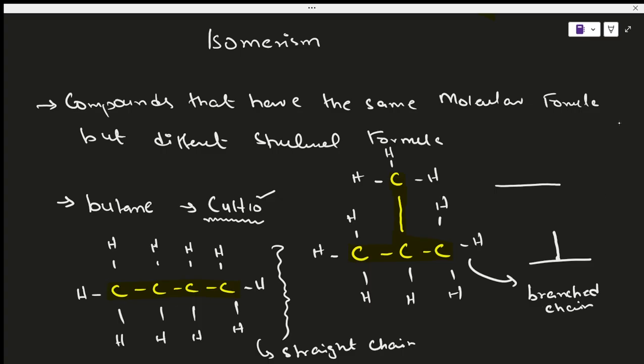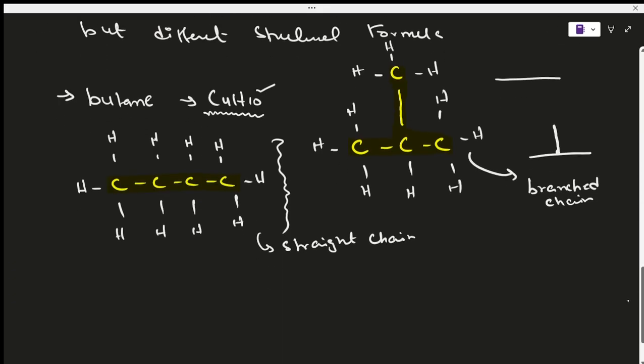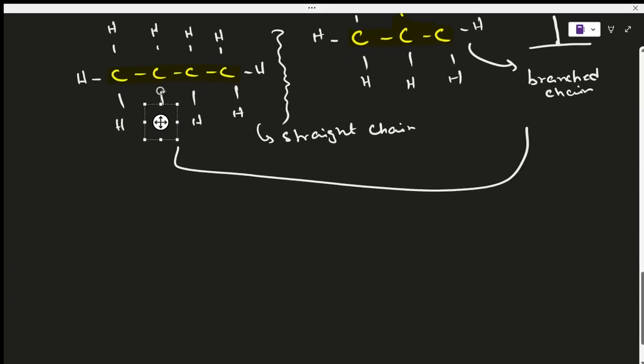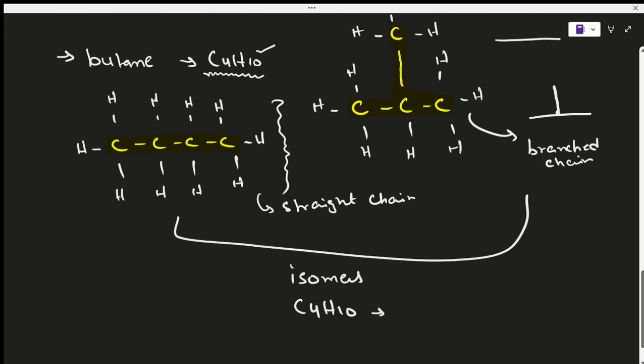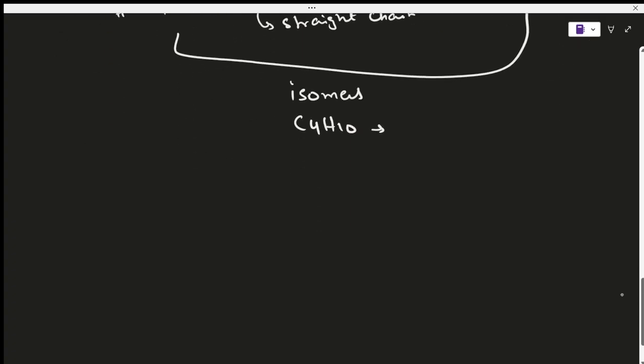Okay, so now these two here are isomers of each other. Both are isomers of butane. Why? Because they have the same molecular formula, but if you look at their structures, they're entirely different. One is a straight chain and one is a branched chain. So this satisfies the definition of the same molecular formula but different structures.